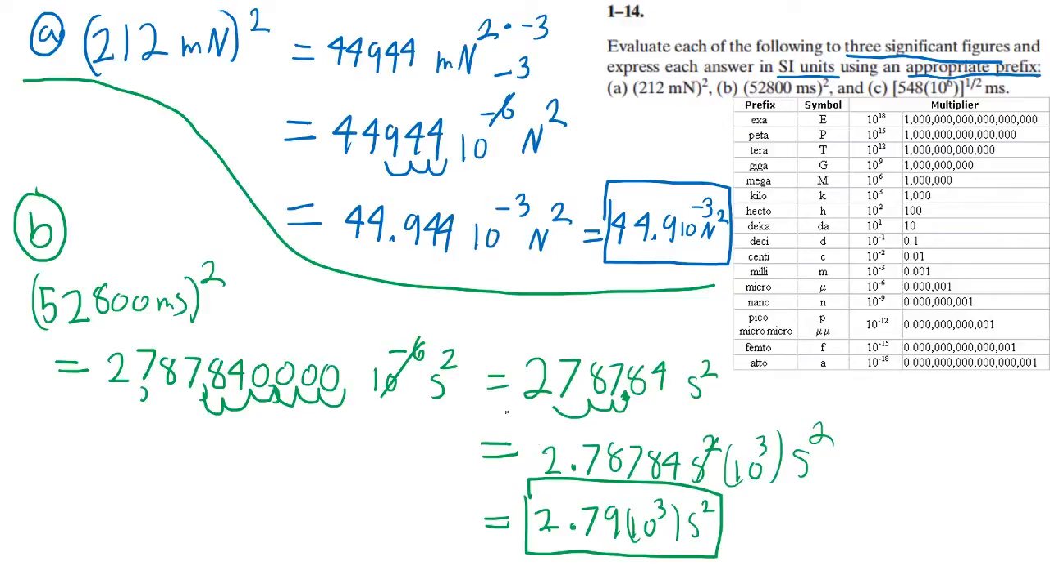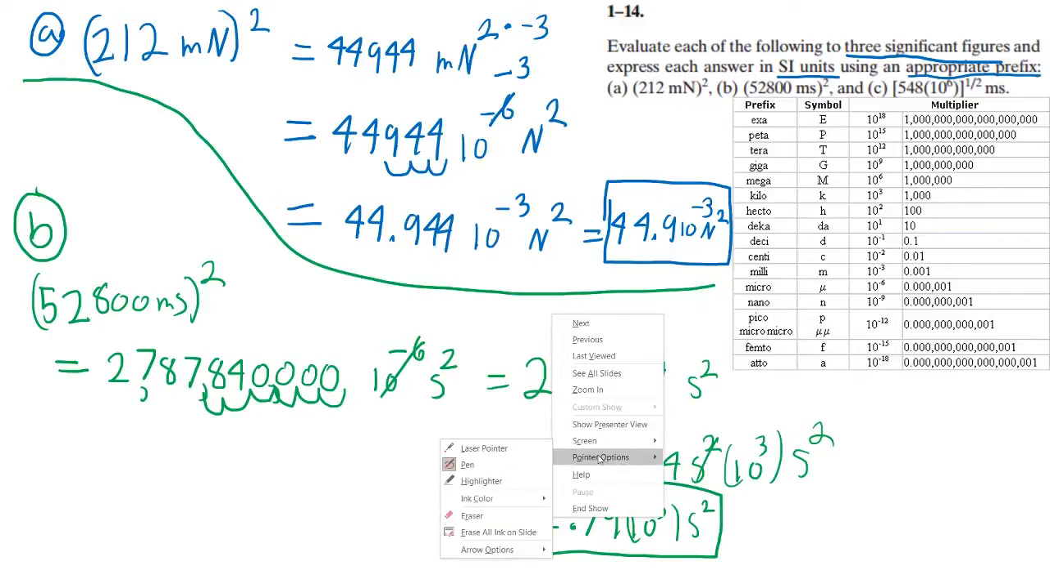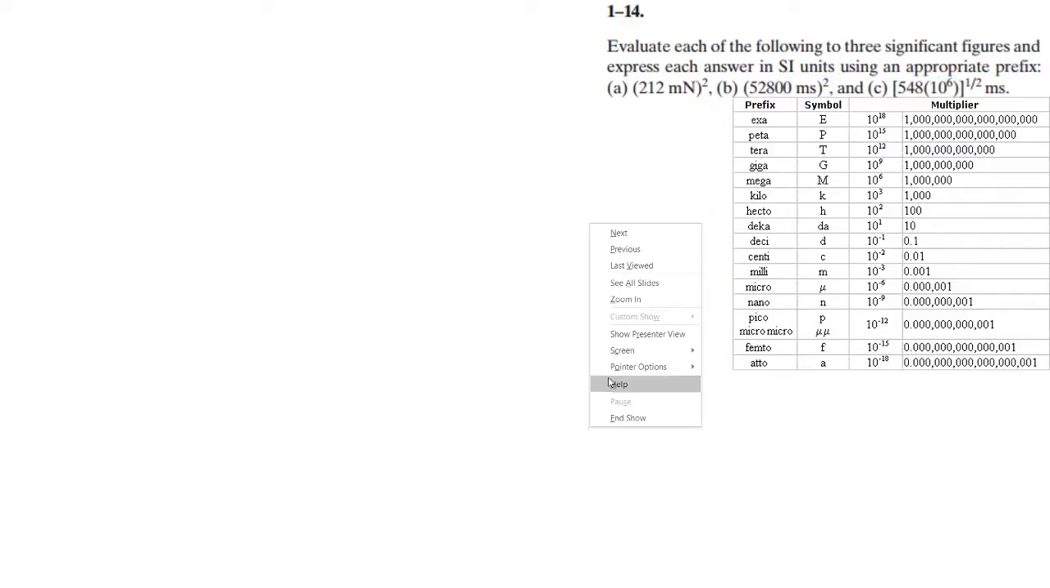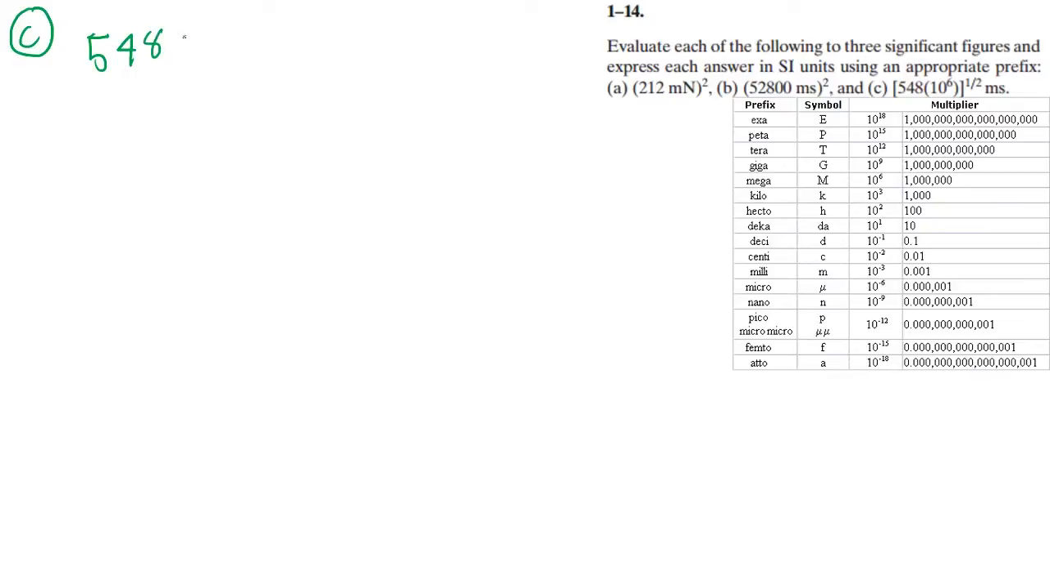And then once again, I made a mess of this, so we're going to erase it all. I will still be putting the times for each one. When I erase it, I'll be putting the times for each specific part of the question, so you can just skip to that if you need to. So 548 times 10 to the 6th, and all this is to the 1/2 power, and this is a millisecond.